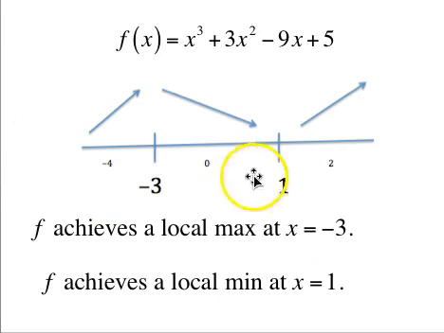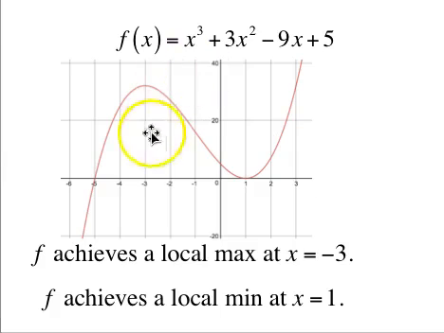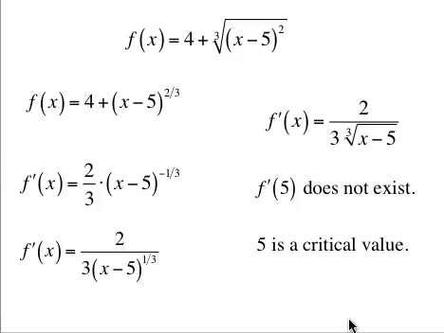-3 and 1 were critical values because the derivative at those numbers was 0. We had a horizontal tangent line, which you can see here. At -3, horizontal tangent line, slope is 0. Increasing to the left, decreasing to the right, local max at x equals -3. Horizontal tangent line at 1, decreasing to the left, increasing to the right, local minimum at 1.